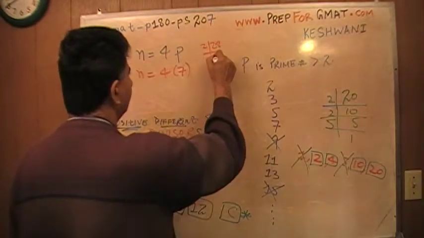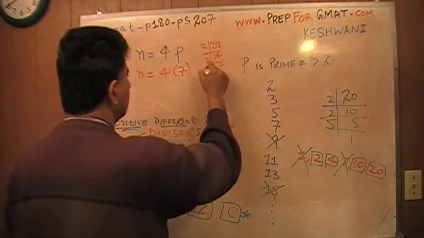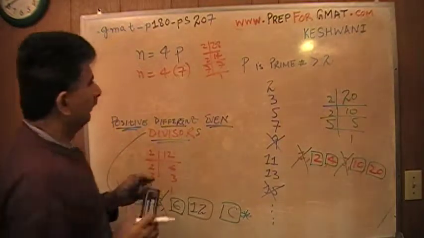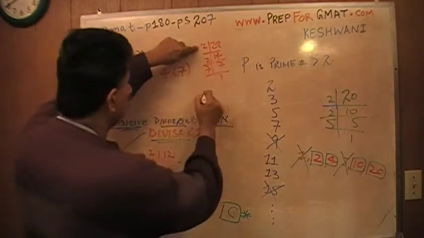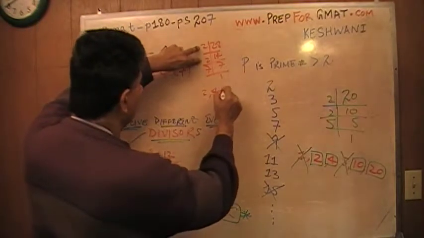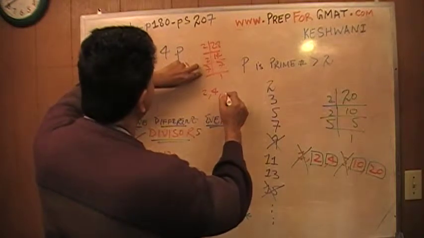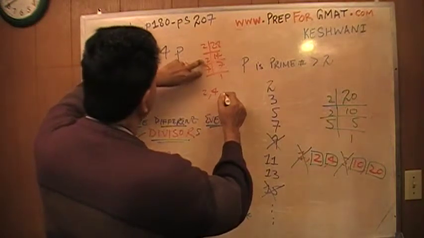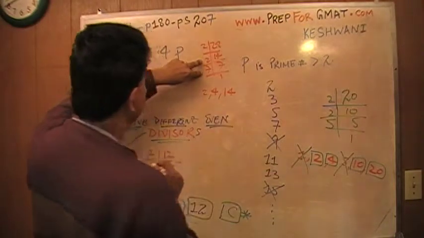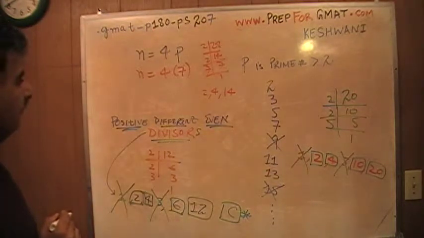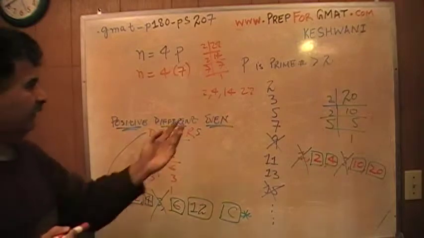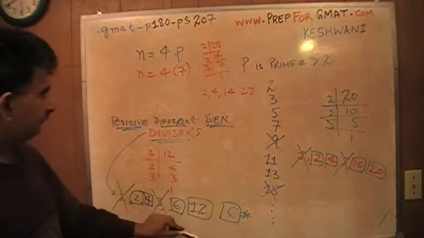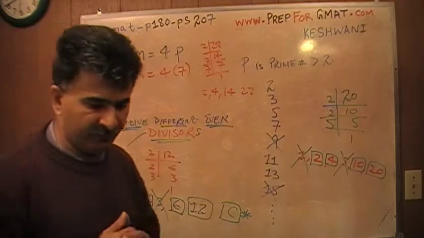28 will give us, there you see. So the positive, different, even divisors are going to be 2, 4, 14, and what else am I missing? And of course the 28 itself, there you go. I forgot the 28 itself. There I see 4 positive even divisors. That's all. So the answer does not change, the answer is C.